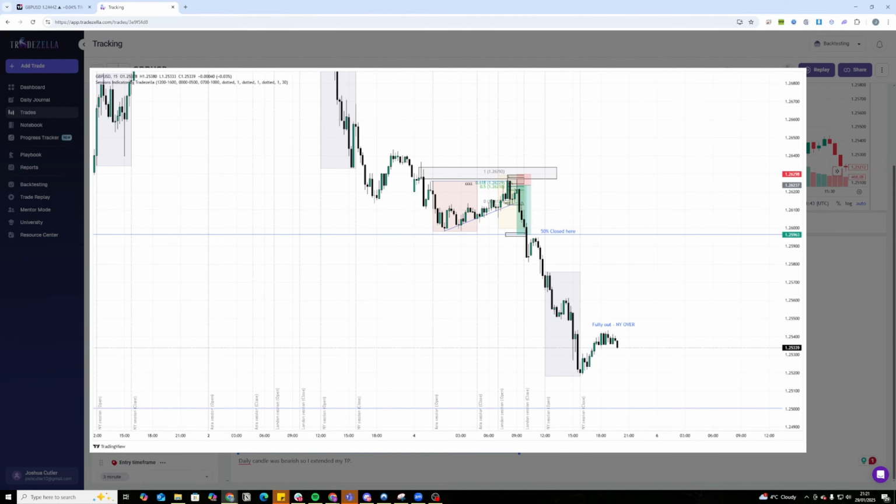Time works well with this strategy, same with any strategy. Trade it around the London session or the New York session, depending on the pair. If you're going to trade EU, GU, it's going to work best in the London session. If you're going to trade gold, it's going to work best in the New York session. If you're going to trade NAS 100 or NQES, it's going to work best in the New York session. So those are things to consider.